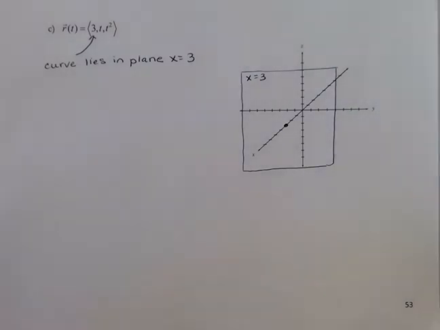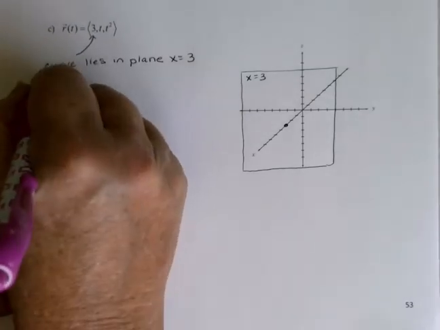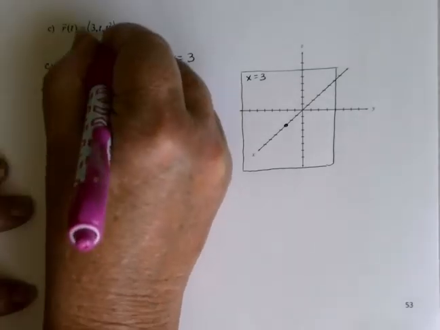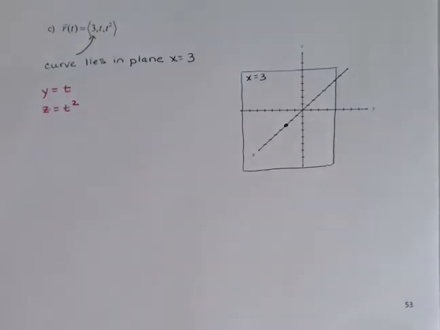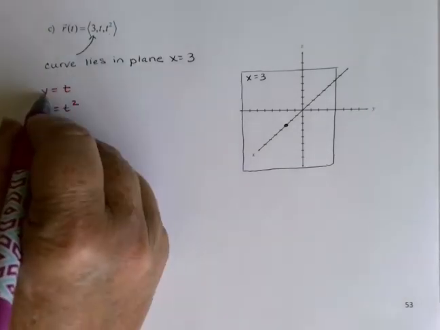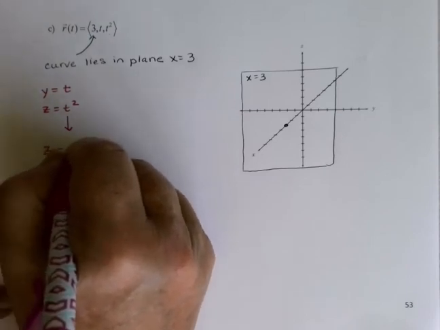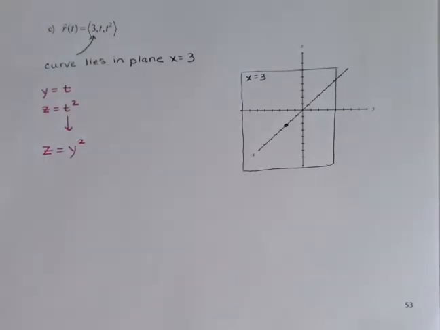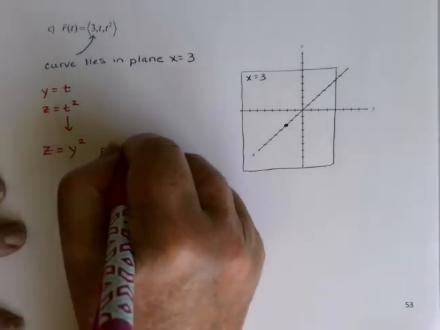All right, what does the curve itself look like? Well, y is equal to t, and z is equal to t squared. If I put that back together, if I substitute y in for t, I could say that's really just z equals y squared, which is simply a parabola in the YZ plane.